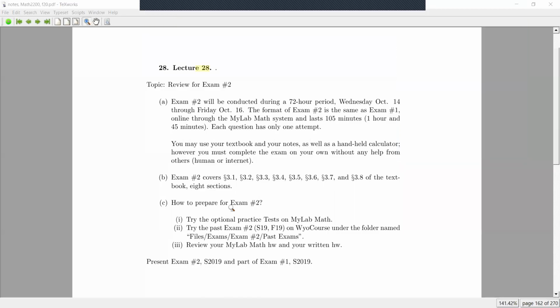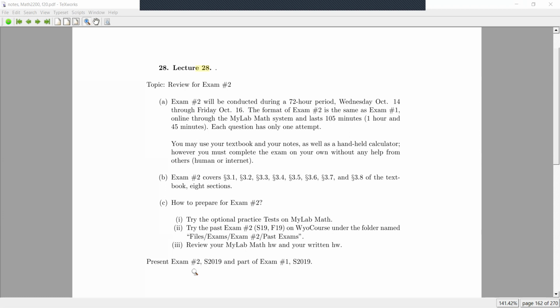How to prepare for Exam 2? I suggest first, try the optional practice tests on MyLab Math. Second, try the past Exam 2 of Spring 19 and Exam 2 of Fall 19. You can find these two past exams on our course under this folder. The third, review your MyLab Math homework and your written homework.